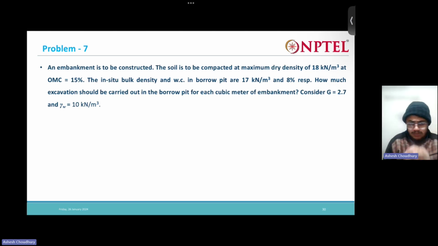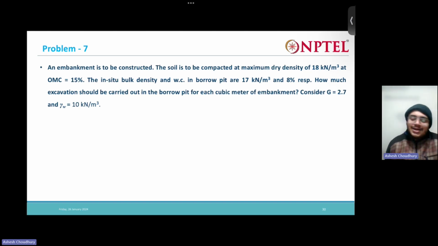So the embankment should have a 15% OMC, 15% water content, and have a dry density of 18. And initially at the borrow pit, from where you are taking the soil, the bulk density is 17 kilonewton per meter cube and the water content is 8%. So how much excavation or how much volume should you excavate in order to make 1 meter cube of embankment? That you need to find out.